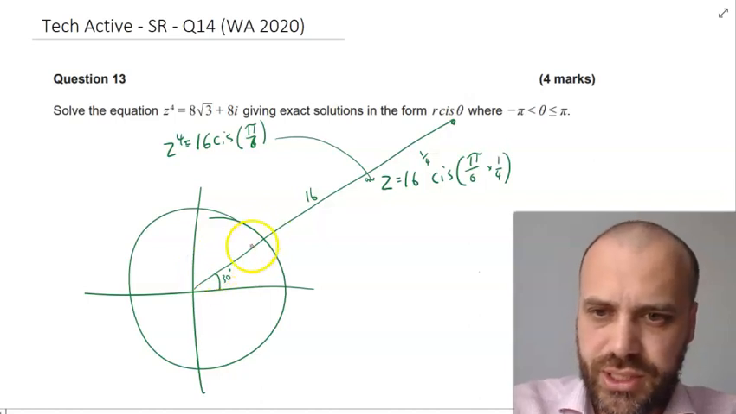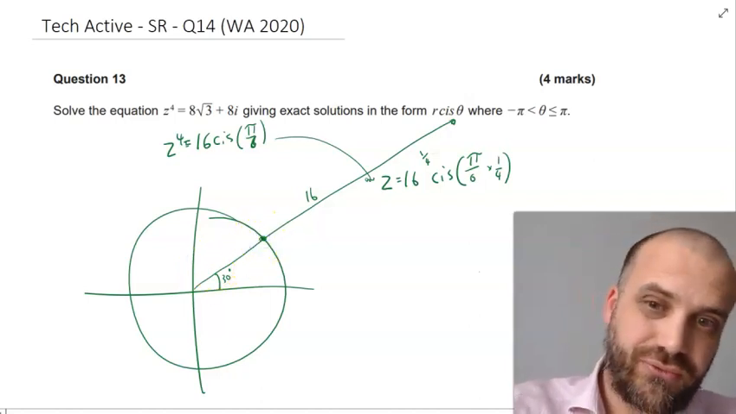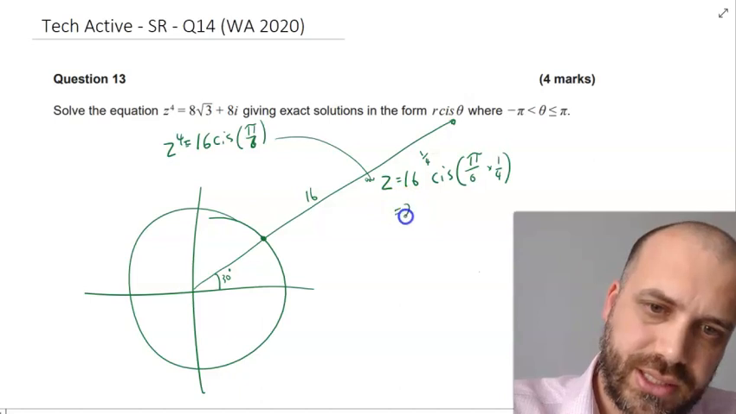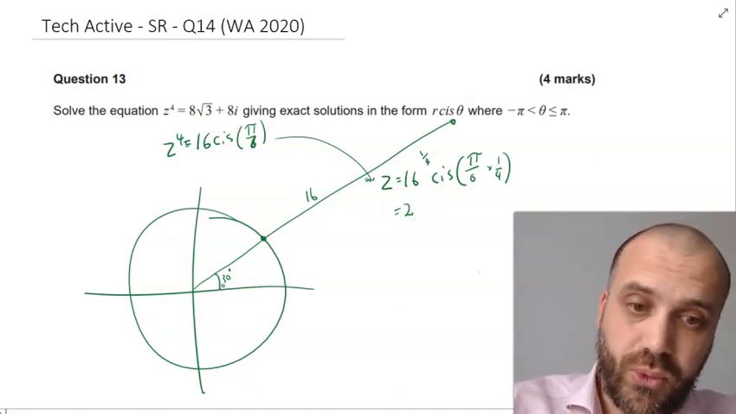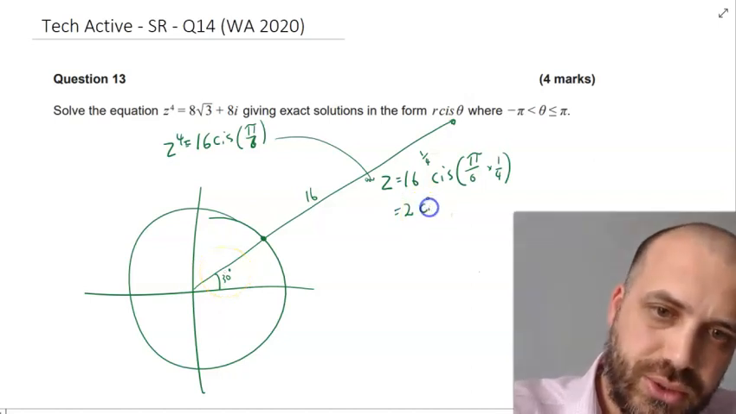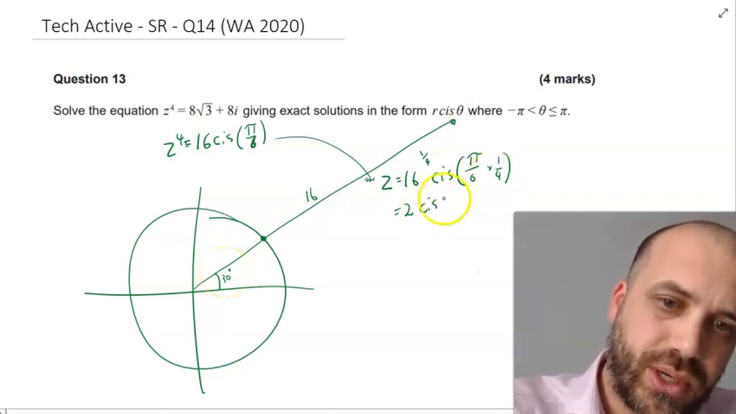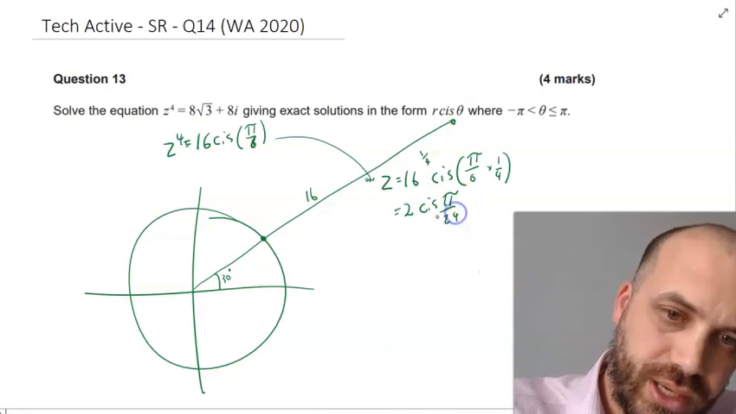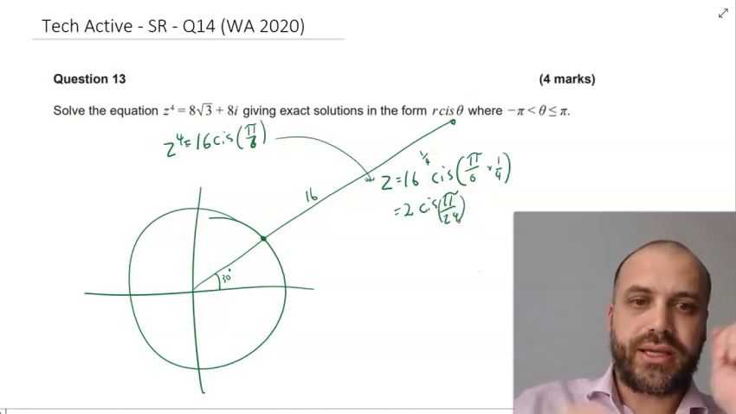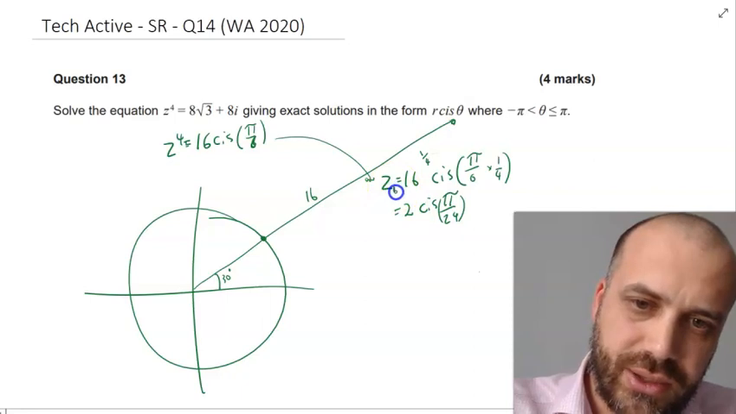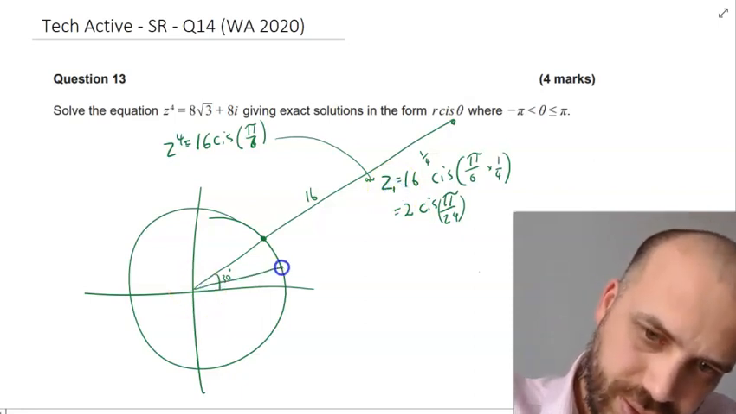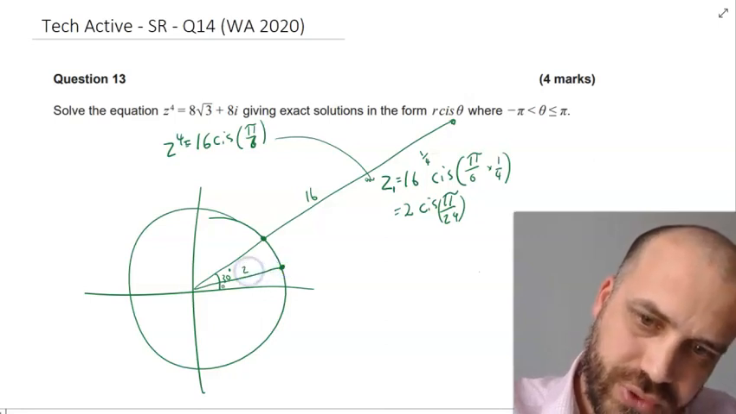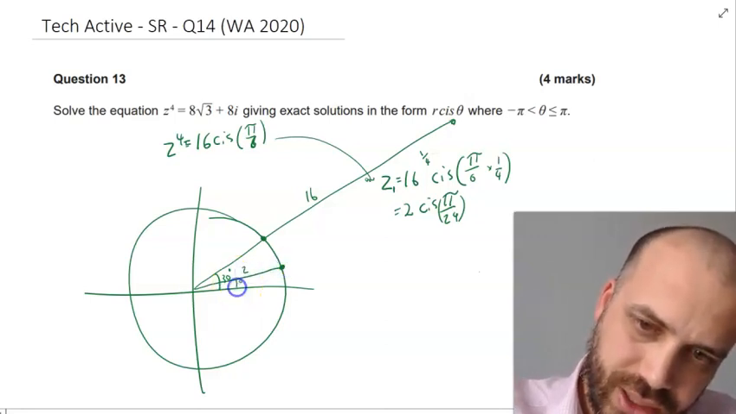So what I'm doing is shrinking this down all the way down to here by taking the 4th root of 16, so that's the number 2, and then I'm dividing this angle by 4. So that's 2 cis pi on 6 times 1/4 is pi on 24. Okay, so that, if you like, is Z1. And there's going to be 4 solutions. So the first solution is here, with a length of 2 and an angle there of pi on 24.